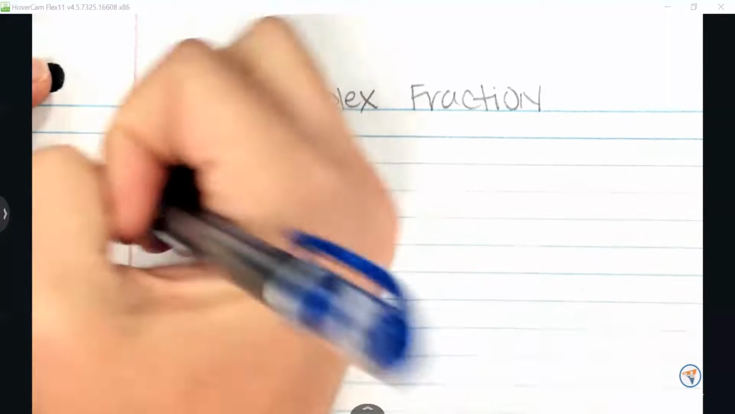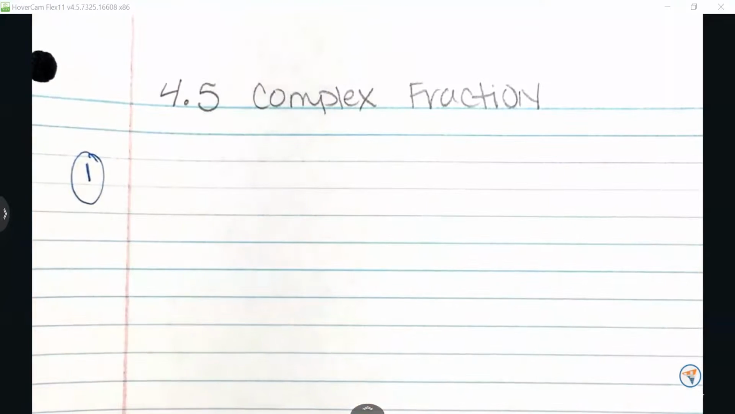I need to change to pen. Okay. So example number 1, if you're looking at your paper, it's not what's on there. We're changing example number 1. Okay. So you need to write this down.